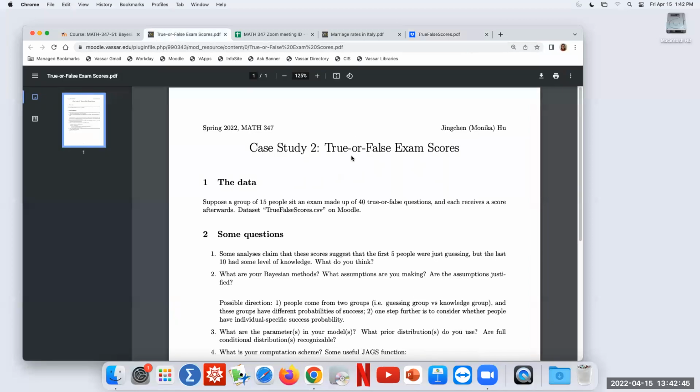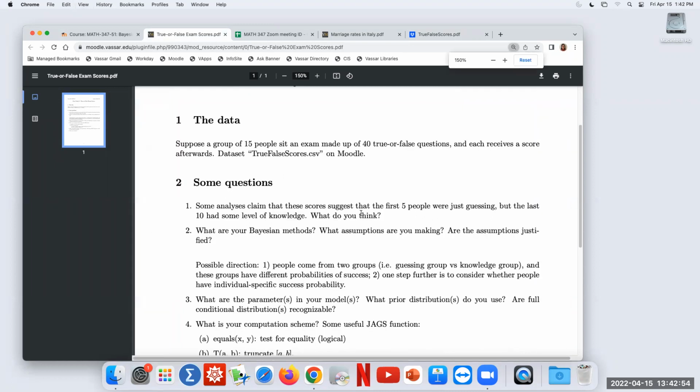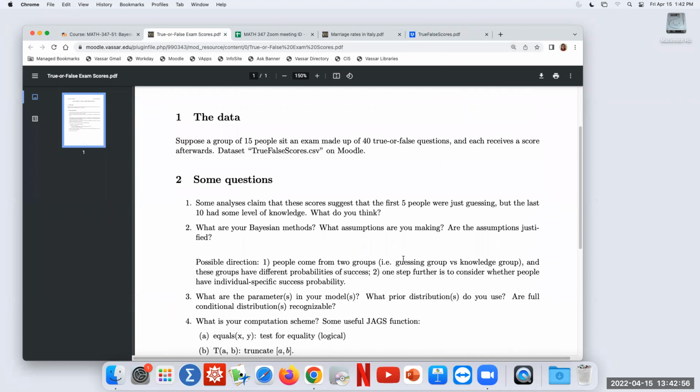Okay, so some questions for you to explore. Like I said, some analysis might claim that the graph we saw suggests what we call a random guessing group, the first 5 that are clustered lower around 20, and then the last 10 have some level of knowledge. Okay, so this is a proposed possibility here. If you want to explore that, what will be your Bayesian methods, assumptions, and are they justified?